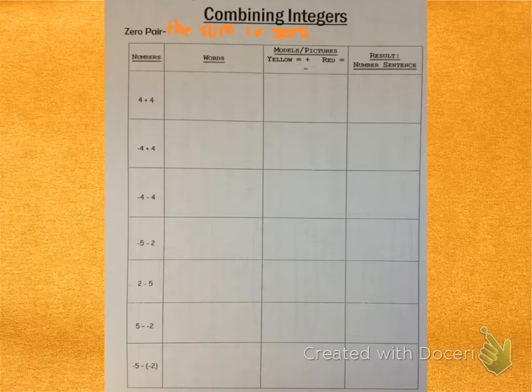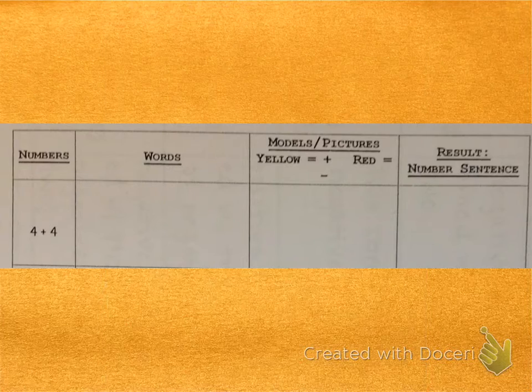Okay, so then we are going to learn how to combine integers. We are not adding or subtracting integers, okay? So our positive sign here is going to just mean the word and. So this is a positive 4 and positive 4. So our words are a positive.